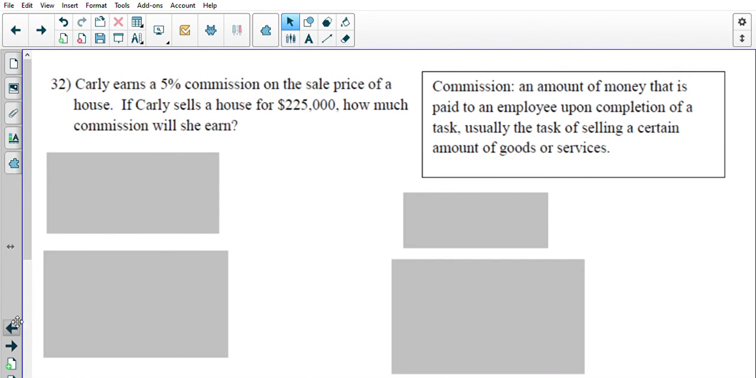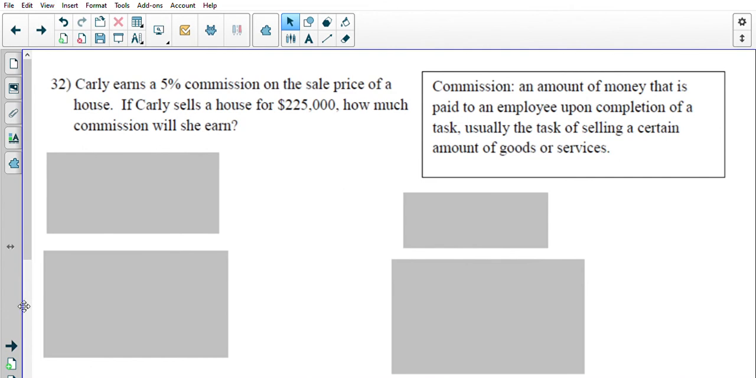So car salesmen, for example, a lot of times they're earning their money based on commission. Real estate agents often earn their money based on commission. So if they don't sell houses, if they don't sell cars, they don't make money. A commission is a certain amount or a certain percentage of the price that they typically make on that sale.